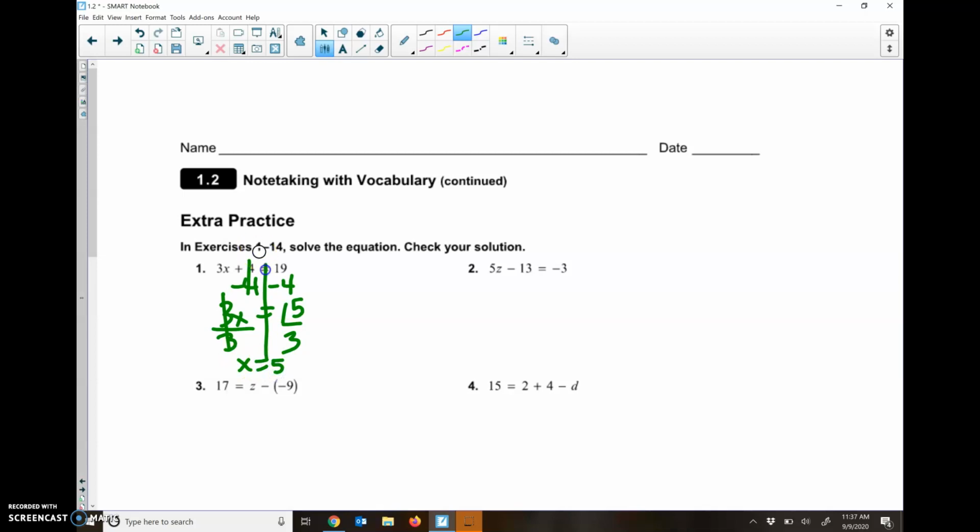And then remember, you can always go back and double check, make sure you're right. 3 times 5 is 15. 15 plus 4 is 19. So it's always a good thing to go back and double check then.